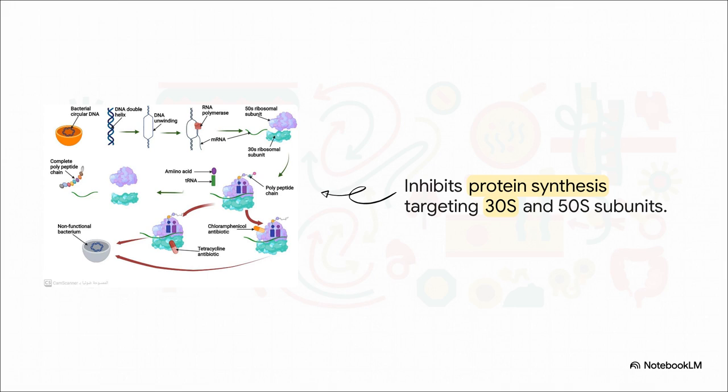Now for the 50S inhibitors. Macrolides latch onto the 50S subunit and completely freeze the growing polypeptide chain, clogging the exit tunnel. Chloramphenicol directly inhibits peptidyl transferase, the enzyme that actually forms the peptide bonds. And oxazolidinones, like linezolid, stop the 30S and 50S from even joining together to form the initiation complex. It's a total factory shutdown.